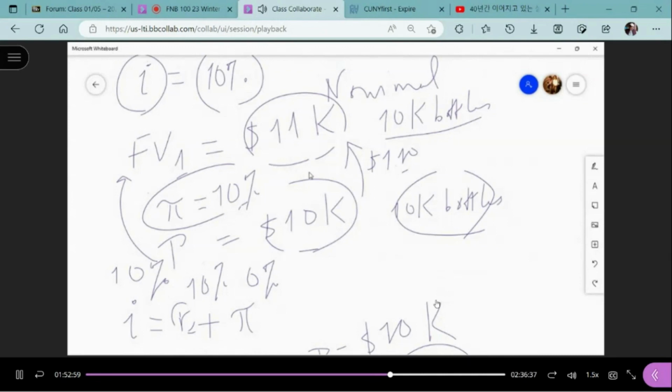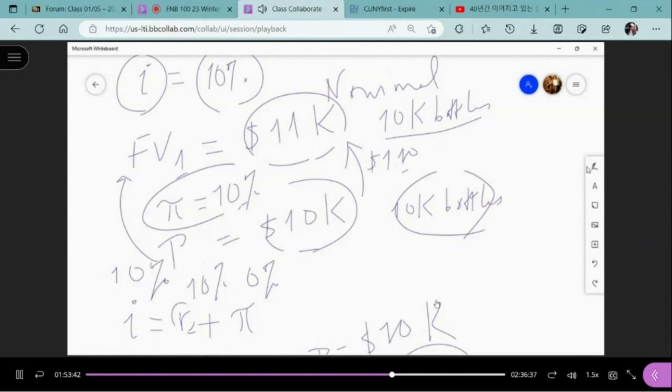But then the burden of paying back this $11,000 is much less when there has been 10% inflation. Why? Because although you're paying back nominally $11,000, the value of that $11,000 is much less. We calculated it before. When there was 10% inflation, the purchasing power of this 11K is only like 9,090 something, right? So in other words, when you pay back, the burden is much less.